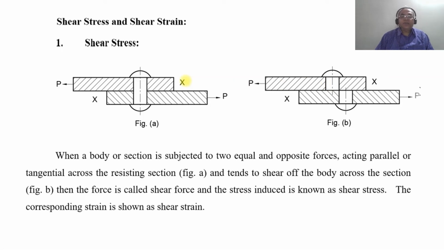So when a body or a section is subjected to two equal and opposite forces, one P acting on this side and the other acting on this side, acting parallel or tangential across the resisting section, that is figure A, and tends to shear off the body across the section as shown in figure B, then the force is called shear force, and the stress induced is nothing but shear stress, and the corresponding strain is known as the shear strain.